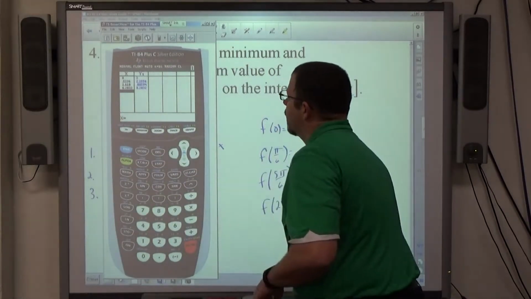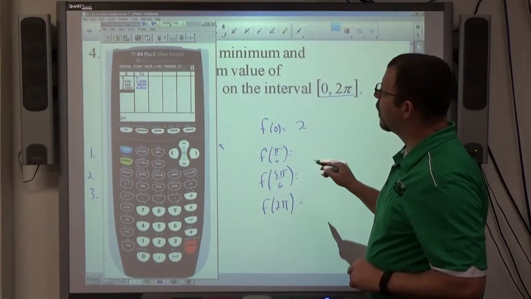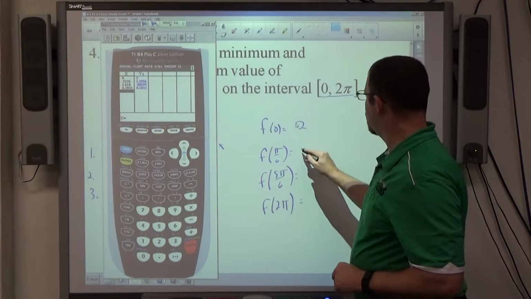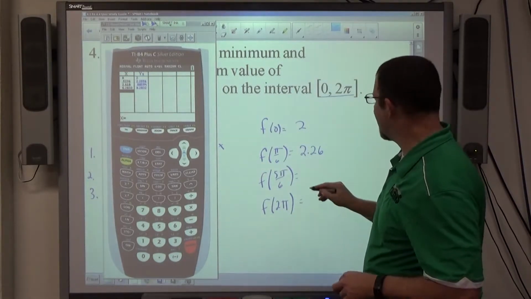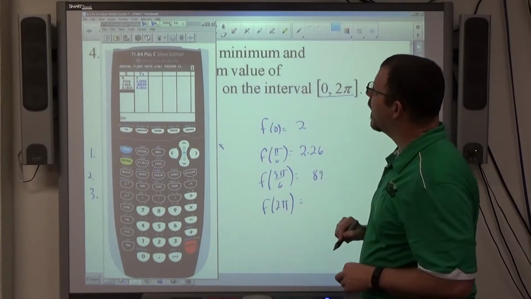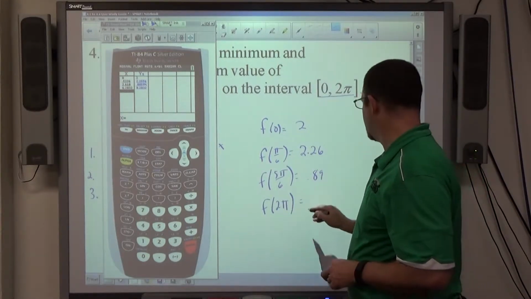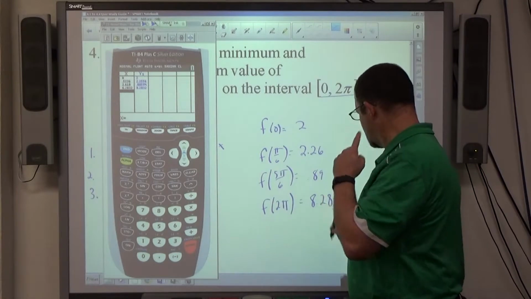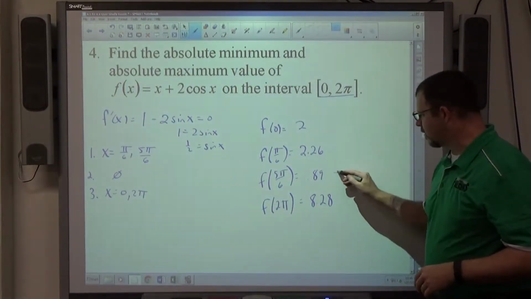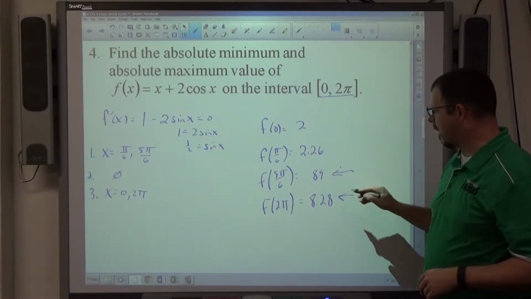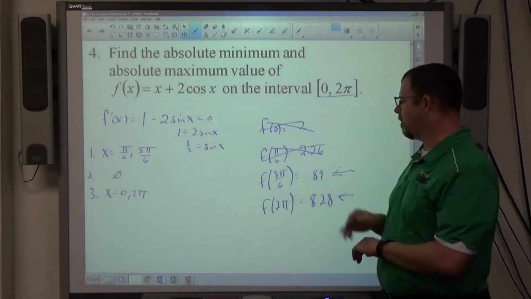And we end up with 0 to 2.26, pi over 6, 0.5236, is 2.26. 5 pi over 6 is 0.89. And 6.28 is 8.28. Alright, and just like that, we get 4 results. Again, the smallest one's the absolute minimum, the biggest one's the absolute maximum, the other 2 don't matter.